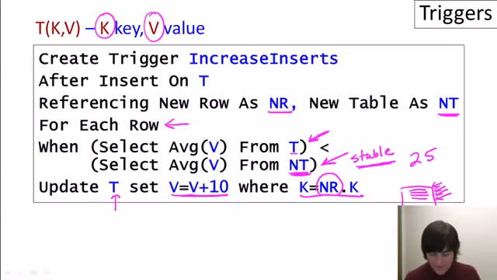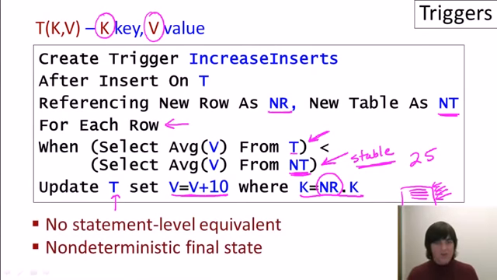So there's a couple of things I wanted to point out specifically with this trigger. One is that there is no statement-level equivalent of this trigger. If we tried to write this without the for each row, we could never get the same behavior, because what we're doing is looking at each row one at a time and deciding whether to increase its value. So we might increase the value for some subset of the rows, but not all of them, and it would not be possible to do that with a statement-level trigger.